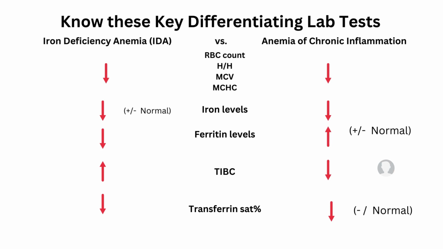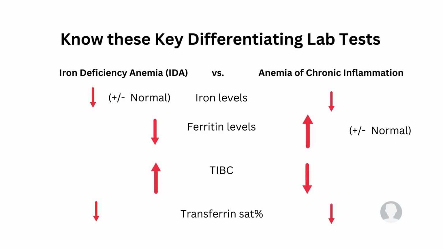And if there was a bone marrow, you will not see iron granules in iron deficiency anemia, but you will see iron granules in anemia of chronic inflammation. In a bone marrow stain, Prussian blue is used to see iron granules, but for anemia of chronic inflammation, you don't need a bone marrow. You need iron levels, ferritin levels, TIBC, transferrin saturation percent, and this is very helpful with the diagnosis, along with a soluble transferrin receptor assay.